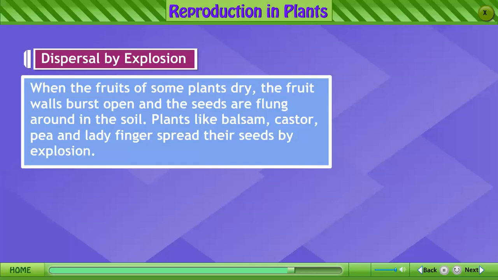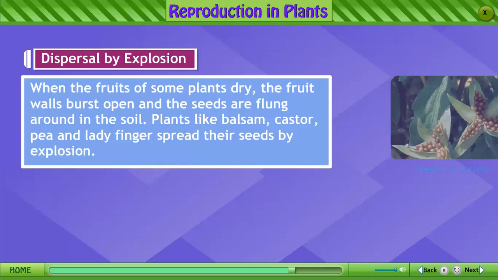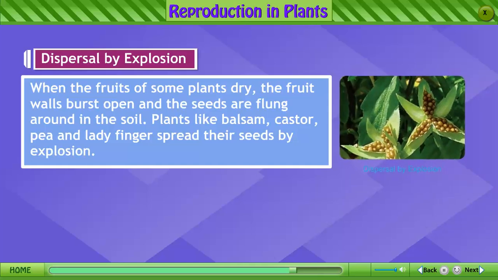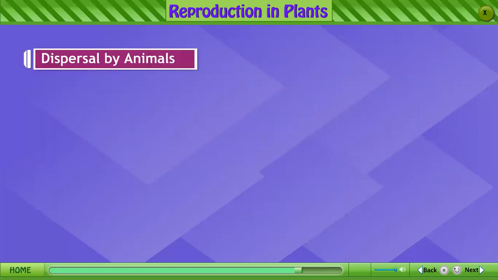Dispersal by explosion. When the fruits of some plants dry, the fruit walls burst open and the seeds are flung around the soil. Plants like balsam, castor, pea and ladyfinger spread their seeds by explosion.